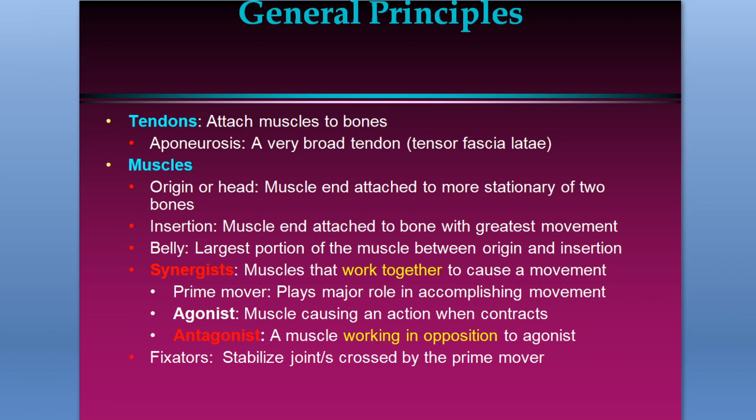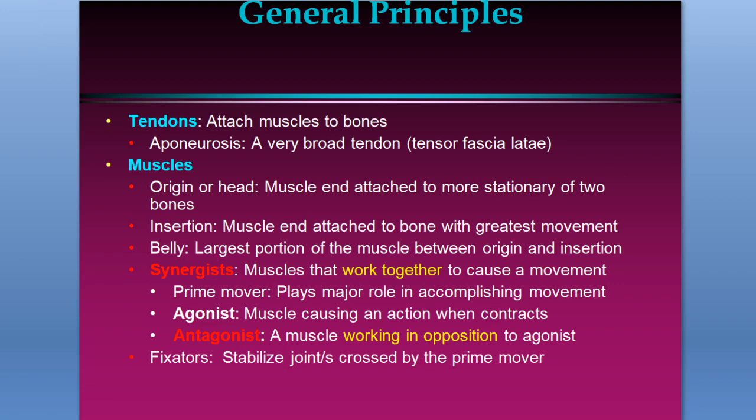Now, the opposite of synergist is antagonist, and antagonists are going to be muscles that are working in opposition. So like your quadriceps are antagonistic to your hamstrings, or your biceps brachii are antagonistic to your triceps brachii. We also have some muscles that are stabilizing joints, and none of these are on our lab list, but we call those fixators. So they stabilize joints and move across a joint and the prime mover of the muscles.